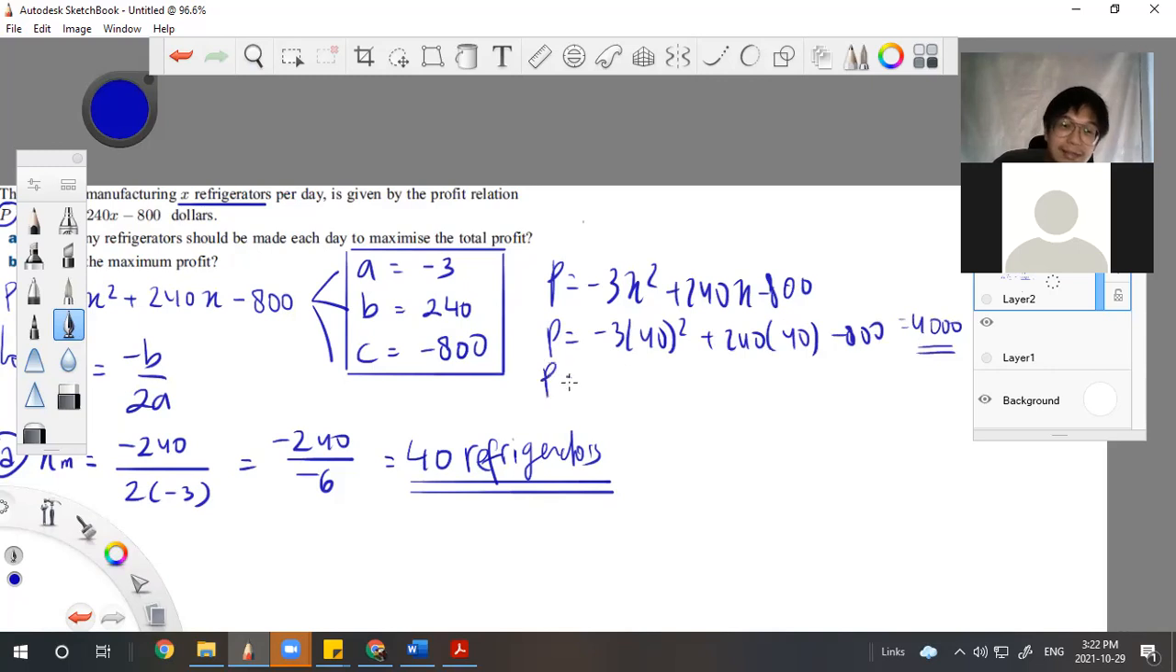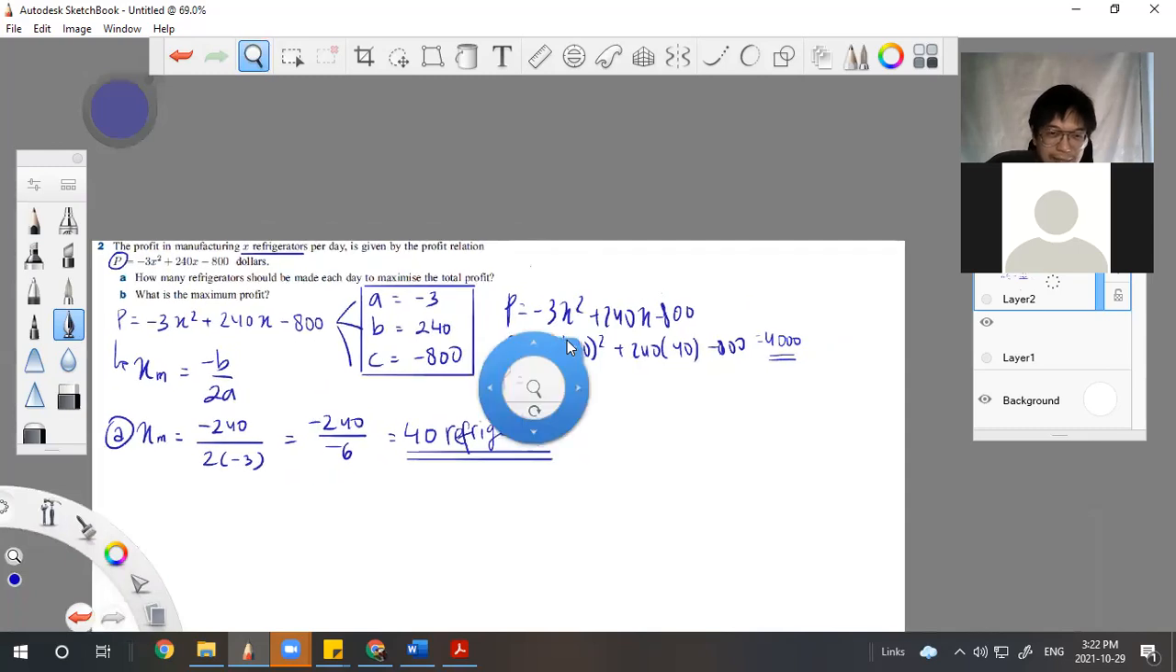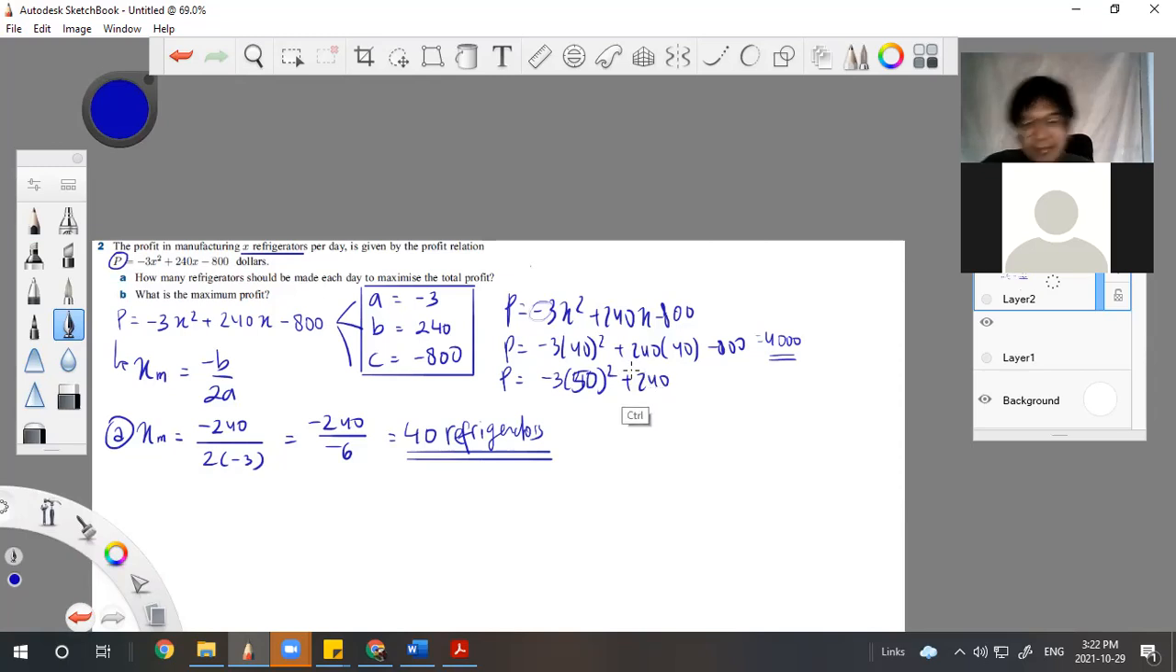Okay, let's prove. If I increase the amount of refrigerators, do I get more profit? Not necessarily. Why? Because we have the negative here, so this will be the subtractor. And let's try 50. Or 41, better 41. I increase one more production, one more product to be produced. Minus 800. Let's try to find the answer. Negative 3 times 41 squared. So now I will give you the sense of understanding about this.